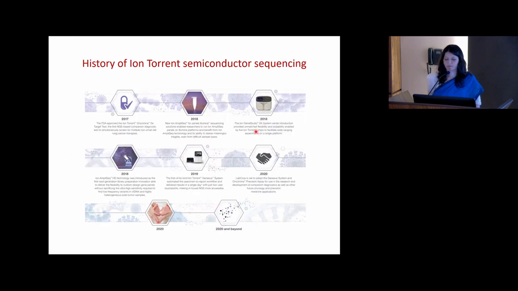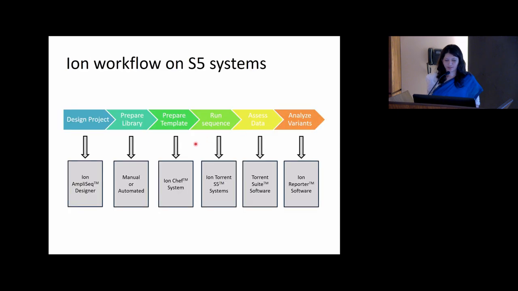In 2018 there was the Ion GeneStudio S5 system, and then in 2019 there was the Genexus system. So a lot of automation and automated library preparation came up. In our institute we have been given the Ion GeneStudio S5 system, so I'll be discussing the workflow based on this system.